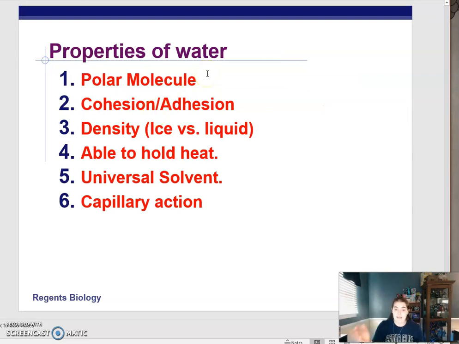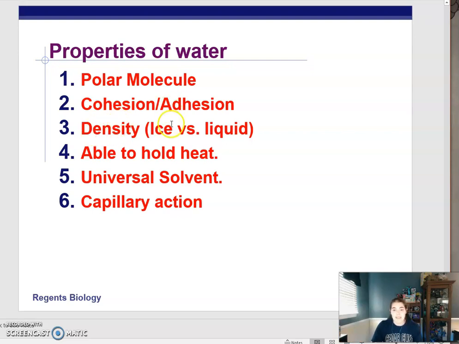Now, water has 6 properties that make it very, very useful and essential to life. 1, they're polar. That's what I was saying. They have a partially negative, partially positive, and they just keep lining up with each other. Cohesion and adhesion. Cohesion is water sticking to water. Think cooperation. Adhesion, think about tape. Adhesive. Tape is because it's sticky to other things. Adhesion is water's ability to stick to other things, like water droplets on a leaf. They stick to that leaf.